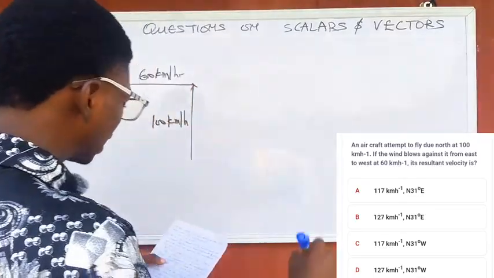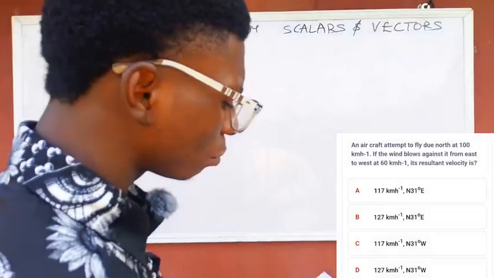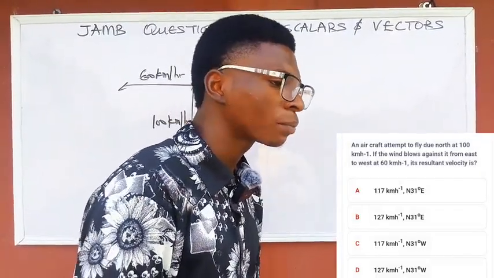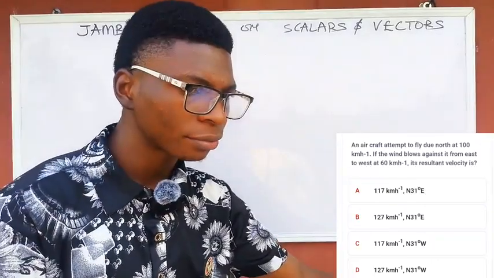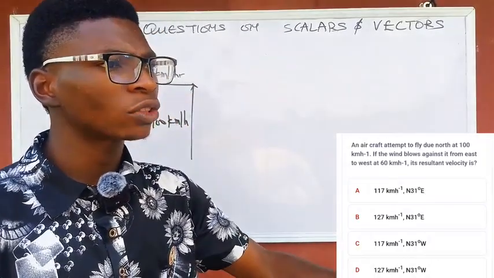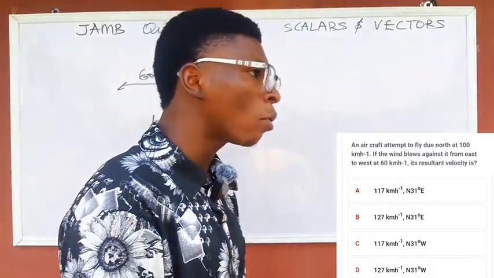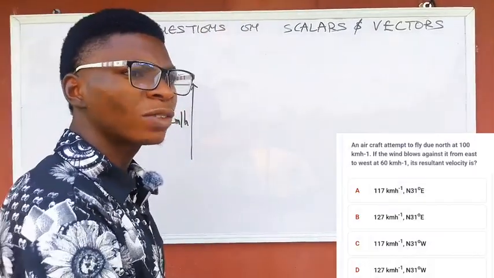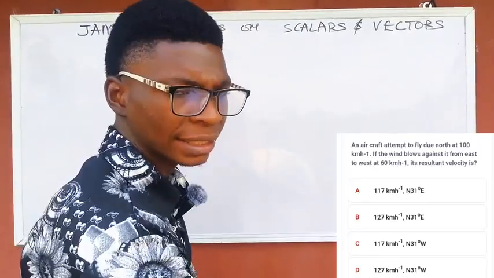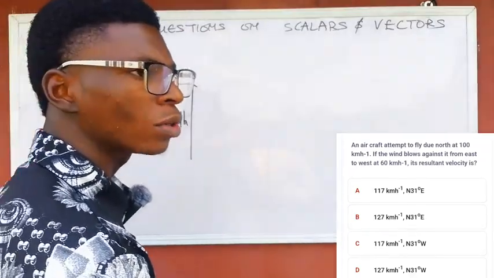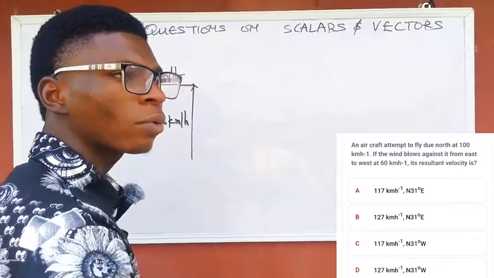So its resultant velocity, I've told you the meaning of resultant. If you go and watch the first video, resultant means the final result. If two vectors or one vector is acting at a point, then the resultant is what happened afterward, after those actions.